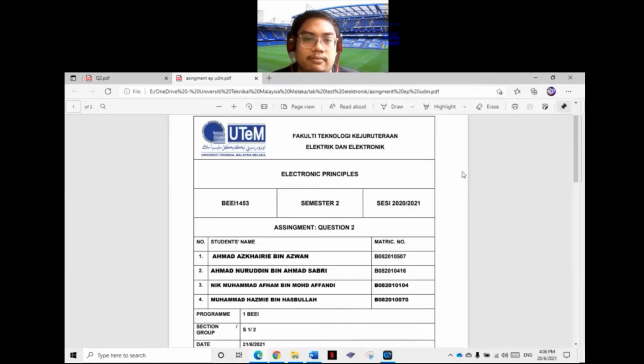Me and my group are going to explain assignment electronic principle, question 2. My group consists of Azkhairie bin Azwan, Nick Muhammad Afham bin Muhammad Affandi, and Muhammad Azmie bin Hasbullah.